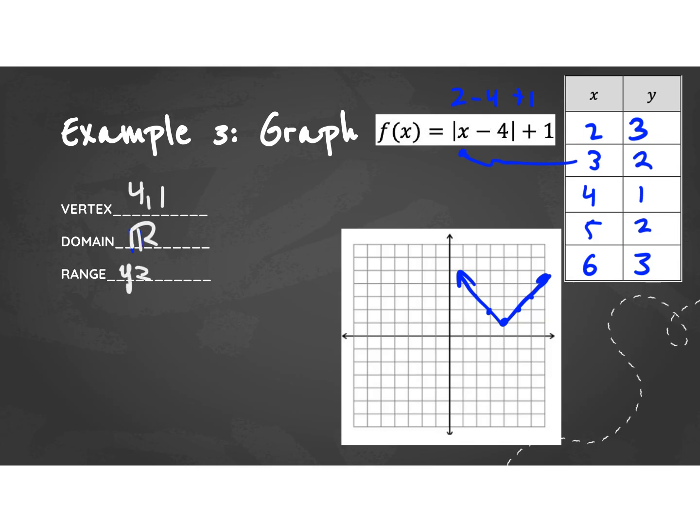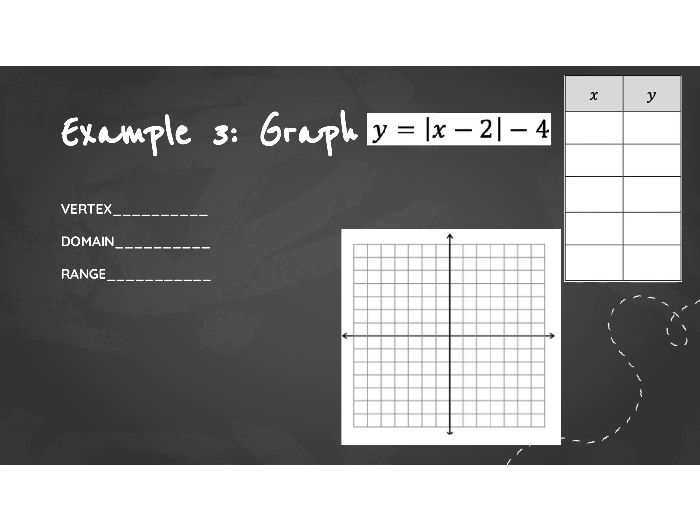And my range is y is going to be greater than or equal to 1. Okay, so this next one, negative 2, negative 4. Remember, it goes x minus h plus k. So my vertex is going to end up being 2, negative 4. So I go 1, 0, 3, 4. If I just substitute that in there, 1 minus 2 absolute value is going to be 1 minus 4. So that'll be negative 3. That will be negative 2.